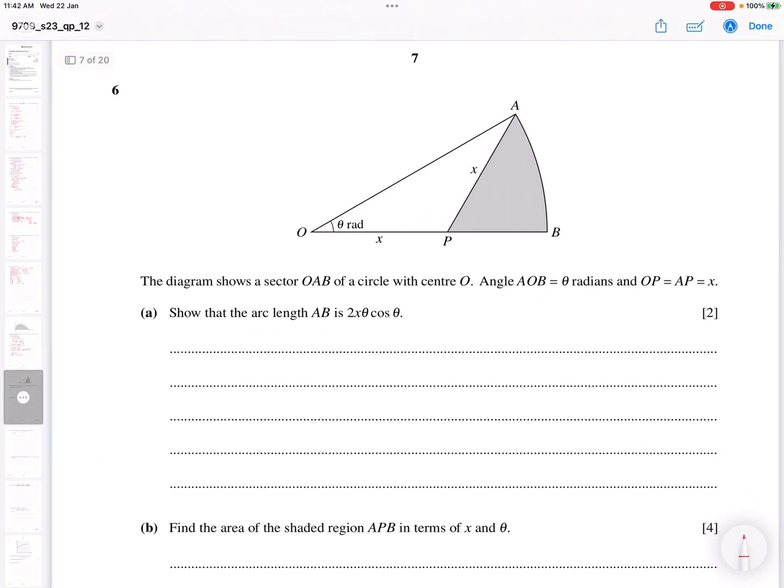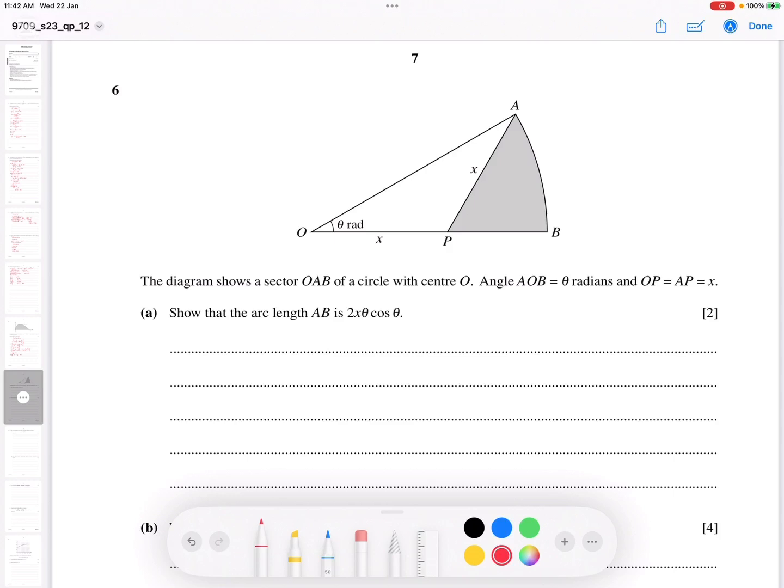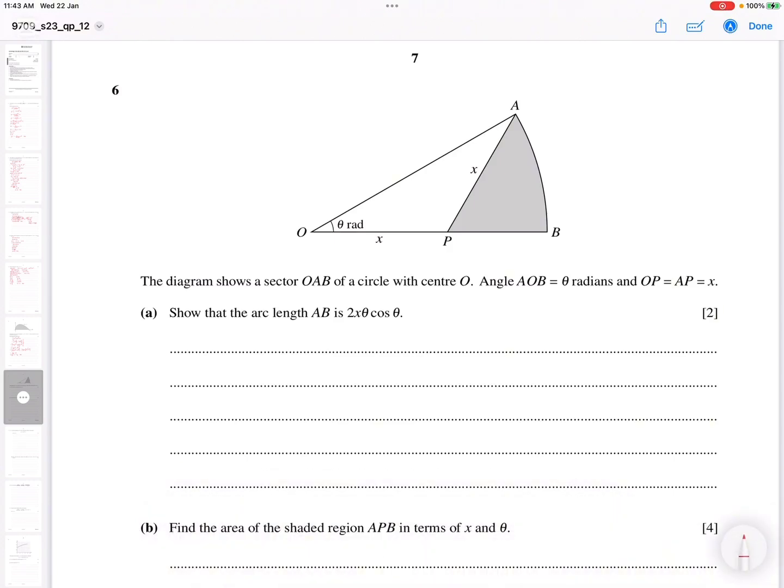Question number 6. The diagram shows a sector OAB of a circle with center O. Angle AOB equals theta radian and OP equals AP equals x. Show that the arc length AB is 2x theta cos of theta. So I should make a right angle triangle here, because OP and AP are the same length, like it's written x here, so I can make a drop and it will divide O in equal parts.